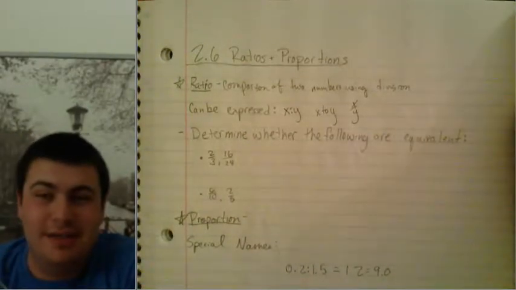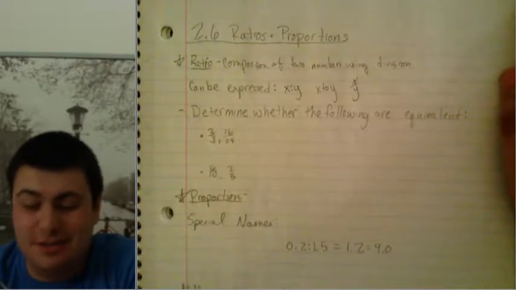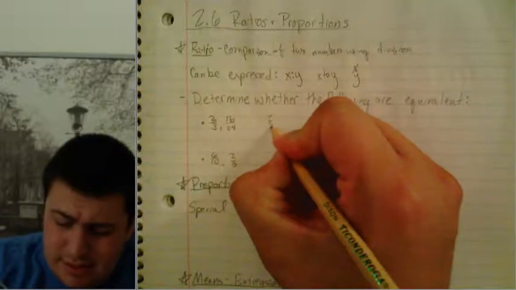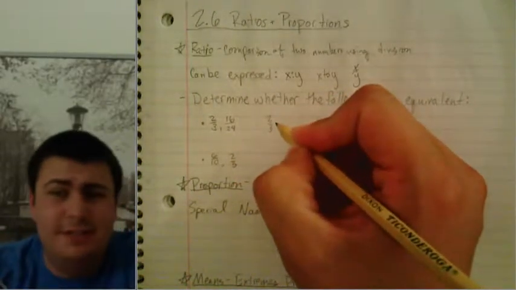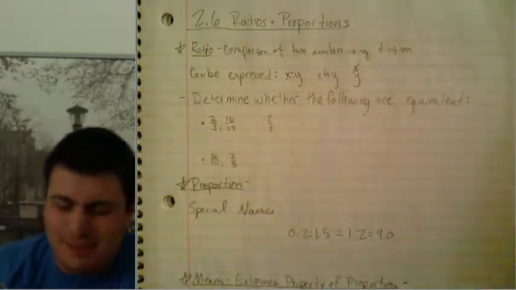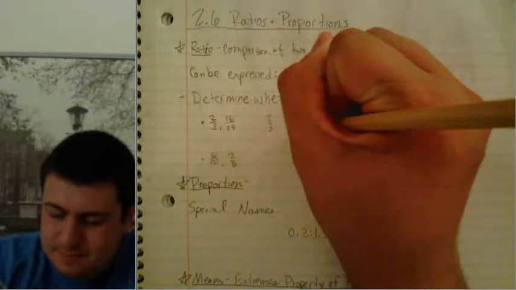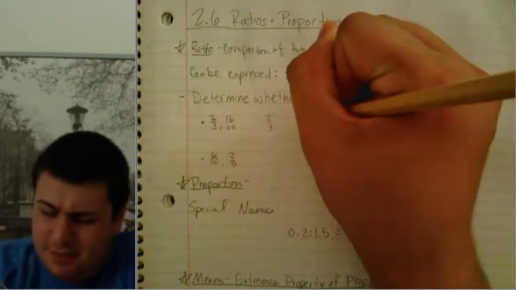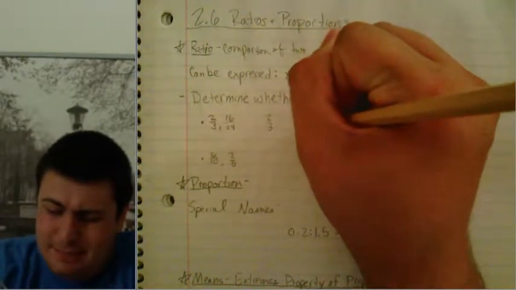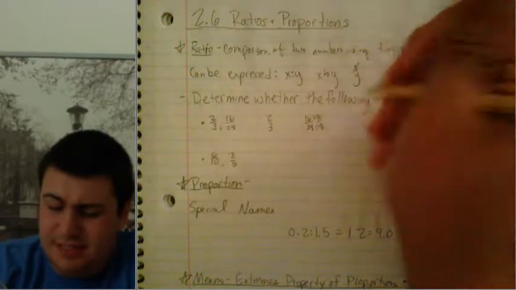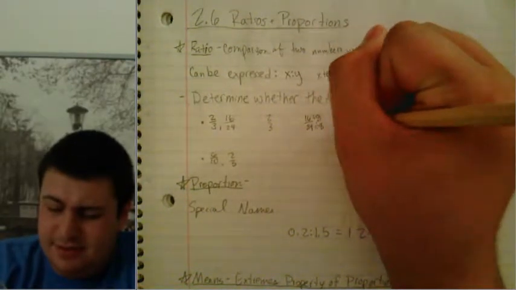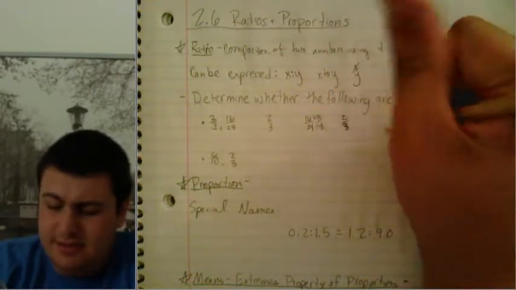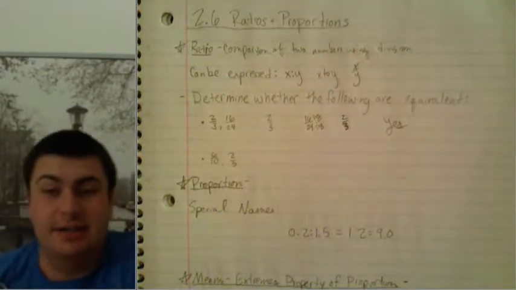So for right now, we're going to look at whether the following ratios are equivalent. We're going to do this just by reducing them. So we take 2/3, which is already fully reduced. If we take 16 over 24 and reduce with a common factor of both, we can divide the top and the bottom by 8. 16 divided by 8 is 2, 24 divided by 8 is 3. 2 to 3 and 2 to 3. Yes, these are equivalent ratios.